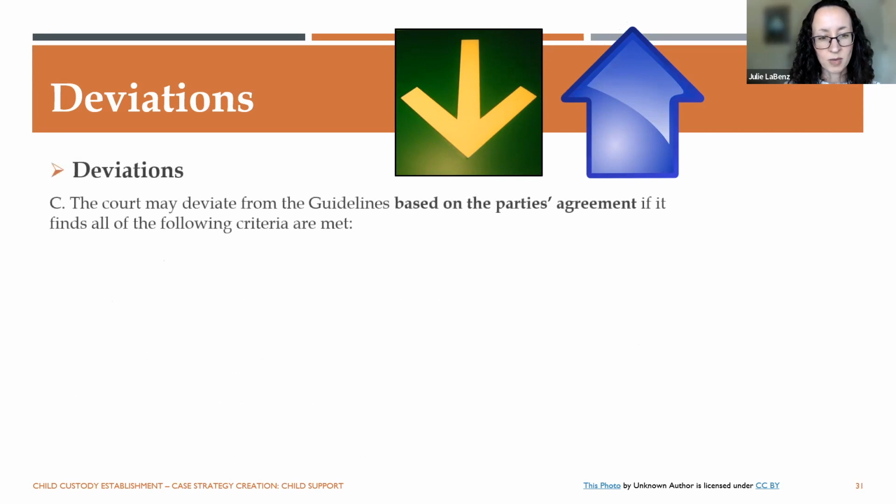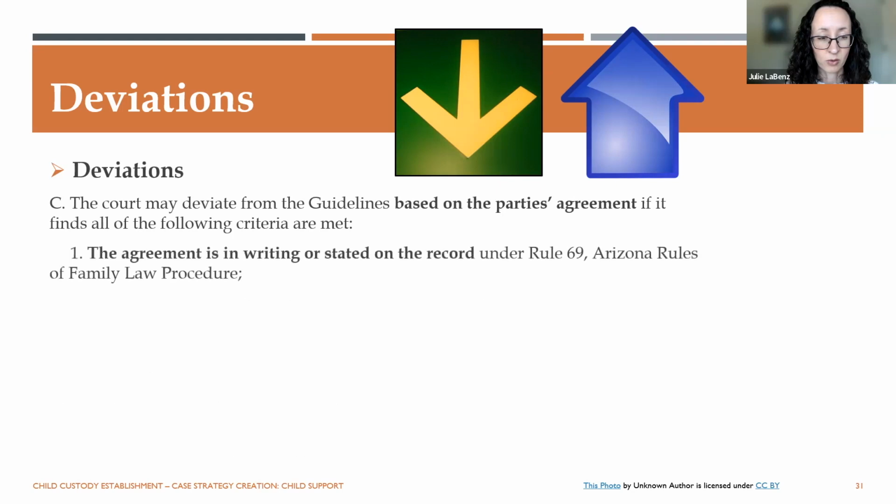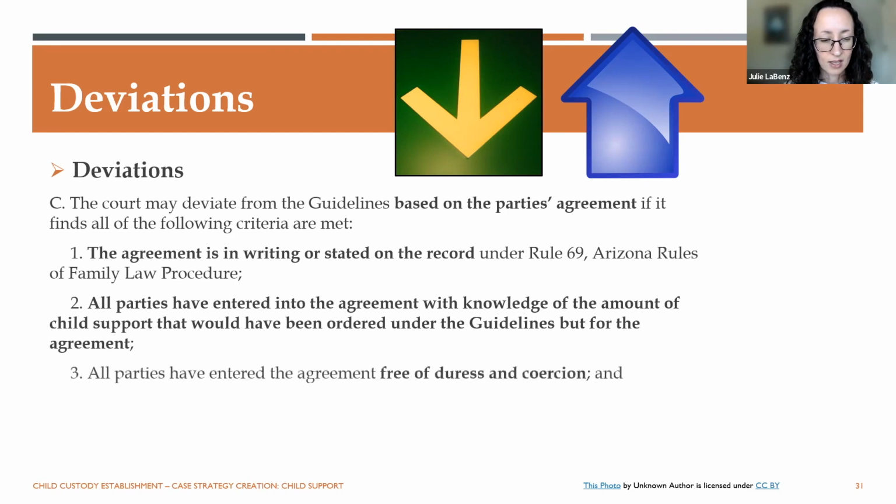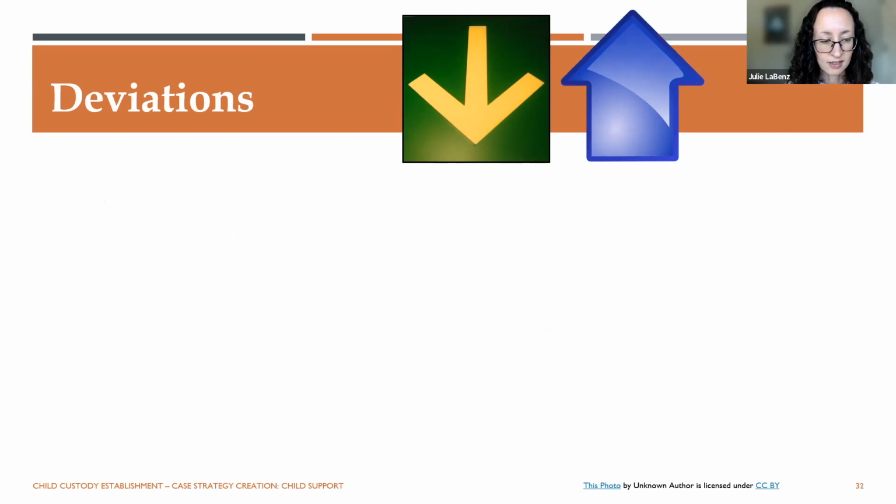Additionally, the court may deviate from the guidelines based on the parties' agreement if it finds all of the following. The agreement is in writing or stated on the record. All parties have entered into the agreement with knowledge of the amount of child support prior to the deviation. The parties enter the agreement free of duress and coercion. The court complies with the requirements we just went over on the last slide.